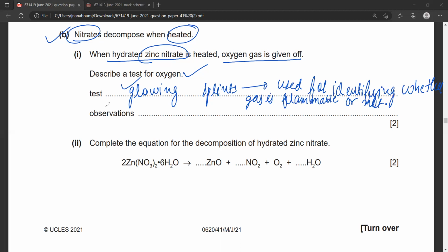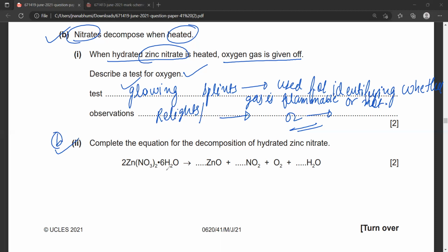Next one is, what is the observation? So for observing, we use relights, right? So what it means is, when a glowing splint comes in contact with oxygen, it relights. Right. So this is the answer for B1. Next one is B2.